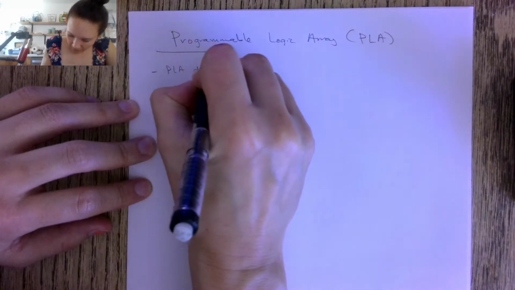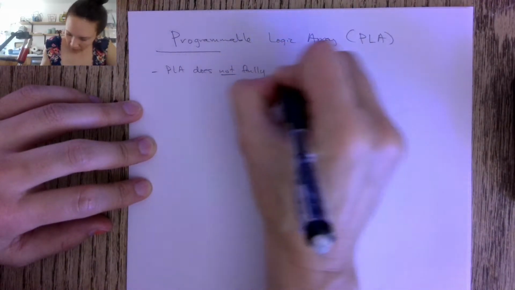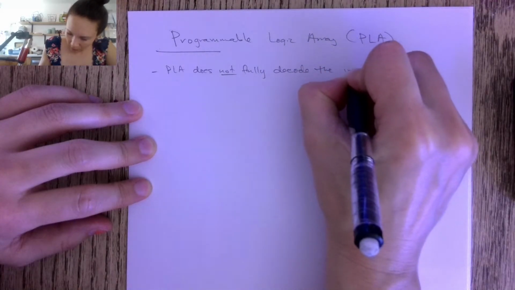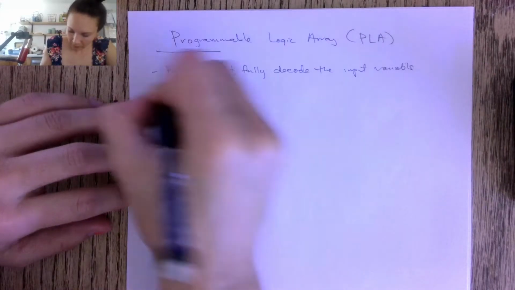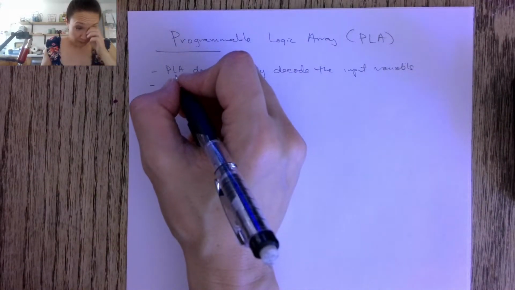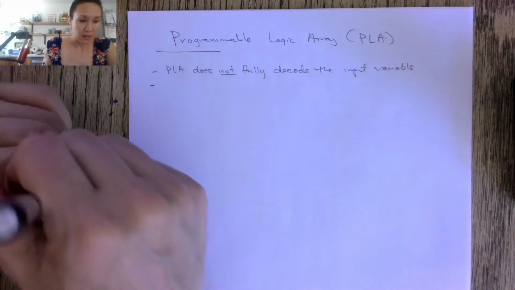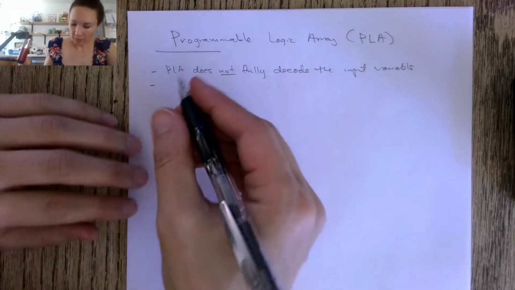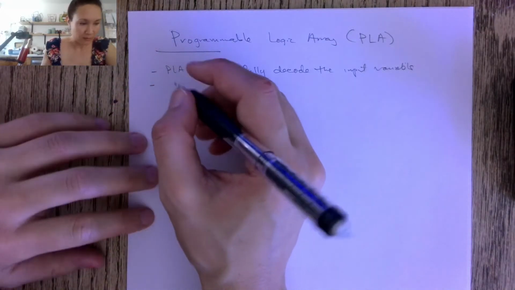A PLA does not fully decode the input variables. And also that decoder, in place of this, is replaced by an array of AND gates. It can be programmed to generate products of the input terms. And this is reprogrammable, not like the ROM where it was permanent.